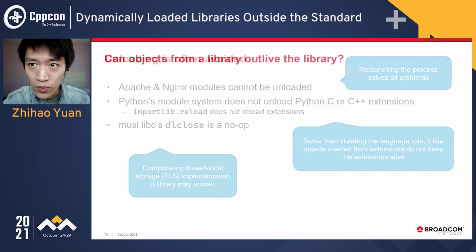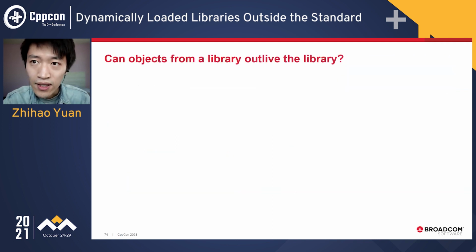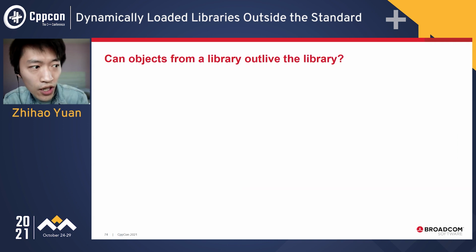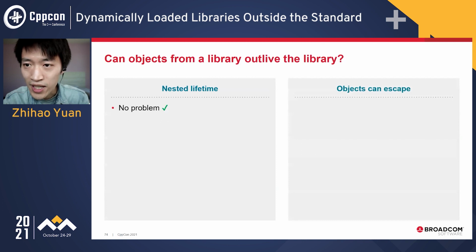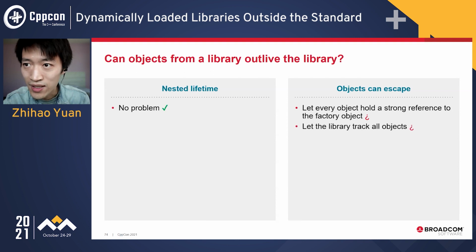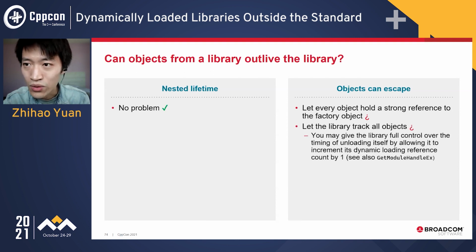So about the first problem, in terms of the object model, can objects from a library outlive the library? If the lifetimes are nested, no problem. If the objects can escape, well, there might be solutions. For example, we may let every object hold a strong reference to the factory object, or maybe let the library track all objects.